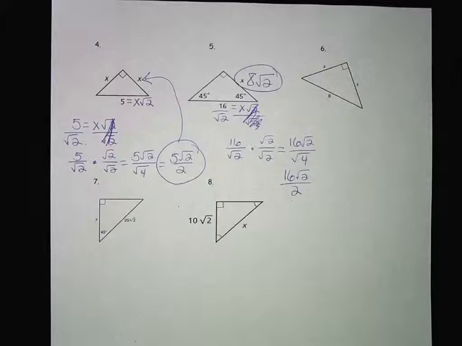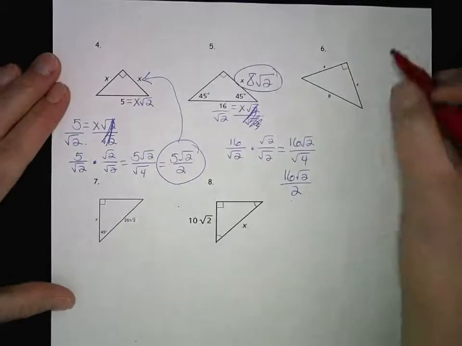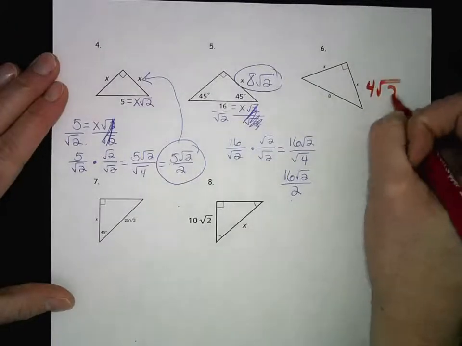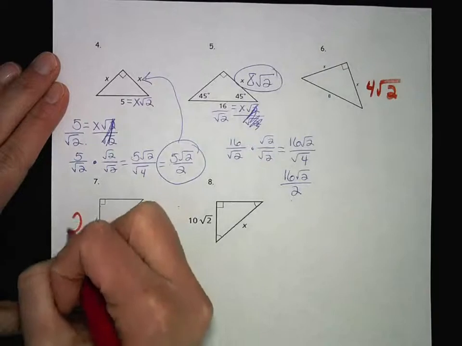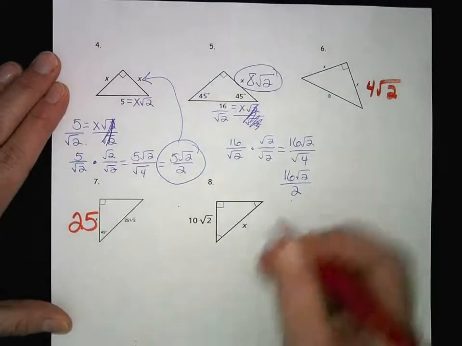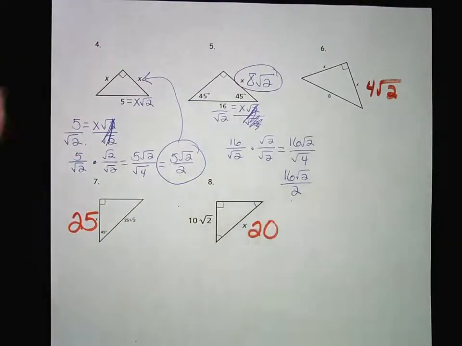All right, hopefully you've paused it and tried it, or you can kind of watch each one and pause it in between. I'm going to write down the right answers, and then if you need help, I'll go through them. This would have been 4 square roots of 2. This would have been 25, and this would have been 20. So if you got those right, you're all done. You can move on to the homework. If you didn't get those right, let's go through them together.